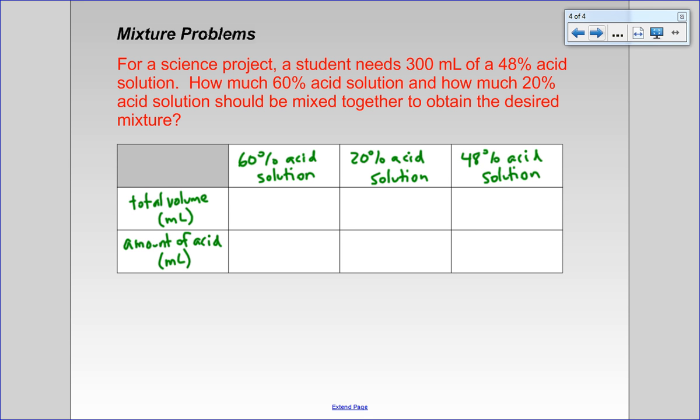So we'll let the amount of 60% acid solution be X, and the amount of 20% acid solution be Y. The total number of milliliters we have is 300 for the entire mixture. If we have X milliliters of 60% acid solution, then the amount of acid in that portion is 0.6 times X. And similarly, the amount of acid in the second portion of our mixture is 0.2 times Y. Finally, the total amount of acid in the entire mixture is 48% of 300.